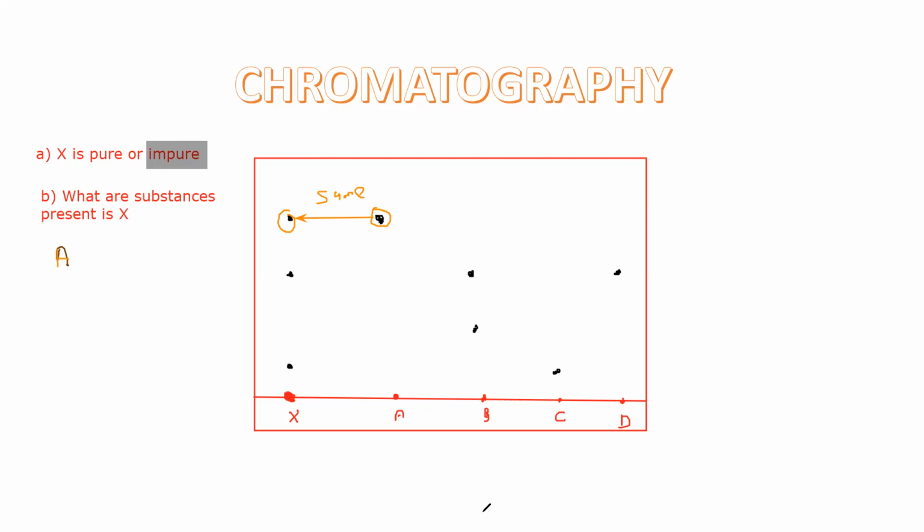Yes, Abdullah? Sir, for B, can we also say X is equal to B? But when we are checking X equals B, B has two spots. So both should be there in X. If B was present in X, then both should be there.